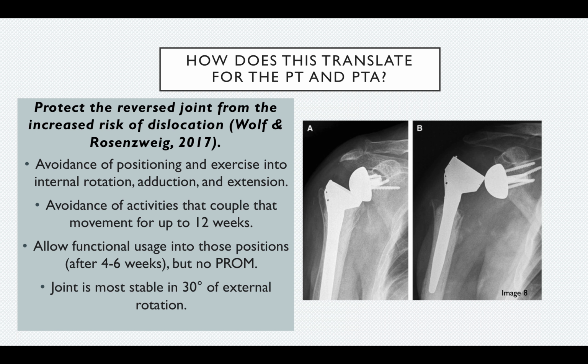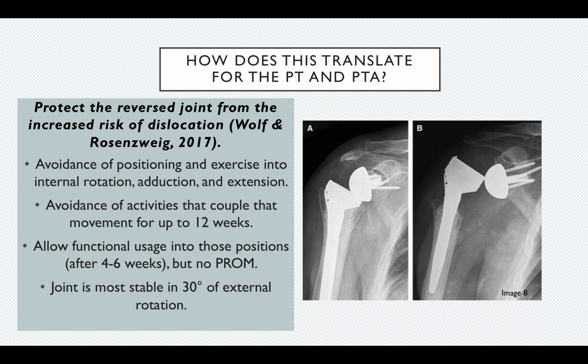So how does this translate for the PT and the PTA? Well, first we have to protect the reverse joint from the increased risk of dislocation. Because the center of rotation is fixed as well as medialized and distalized, the patient is now at a greater risk for dislocating inferiorly in that shoulder. So you have to avoid positions and exercises into internal rotation, adduction, and extension. We want to avoid activities that couple those movements for up to 12 weeks.